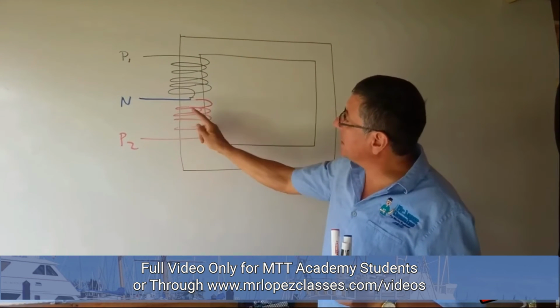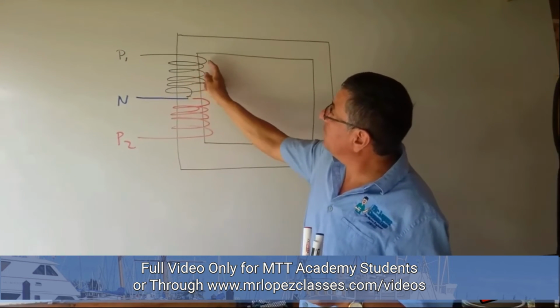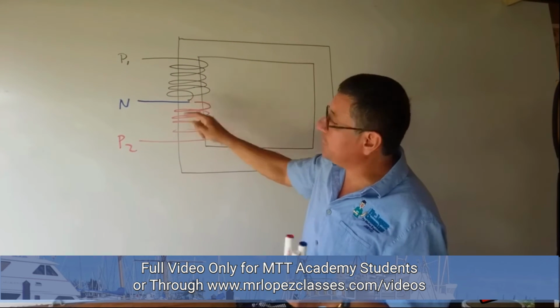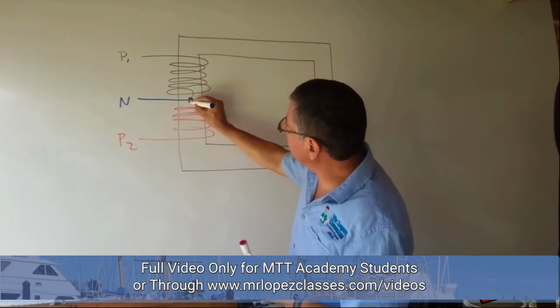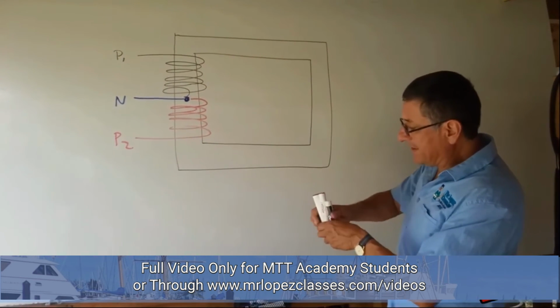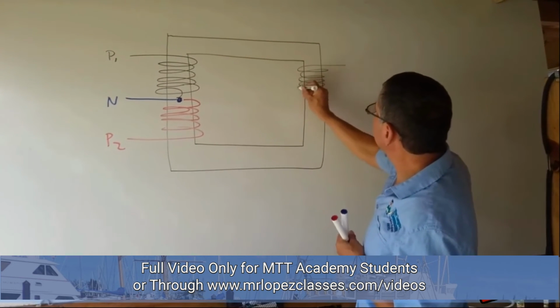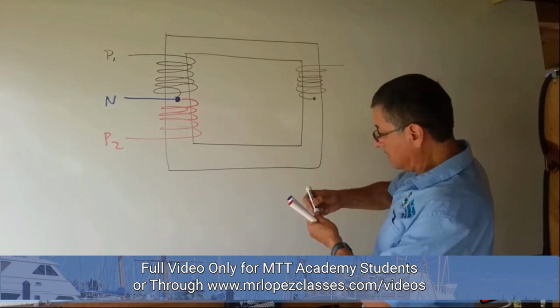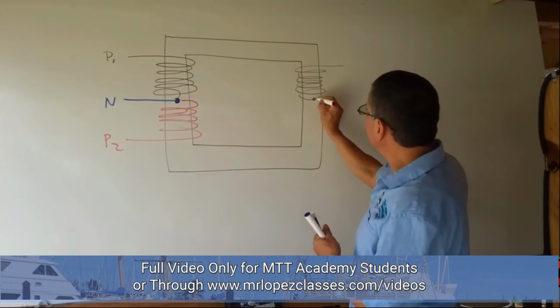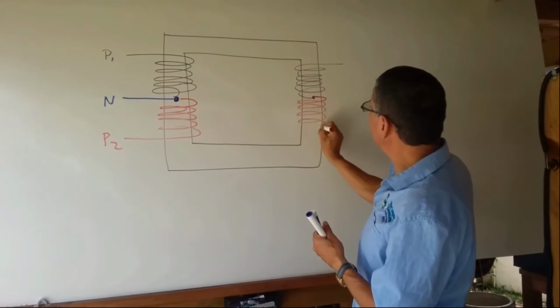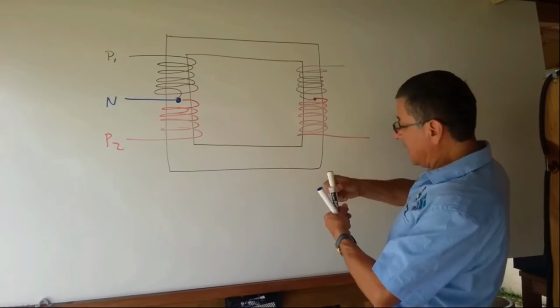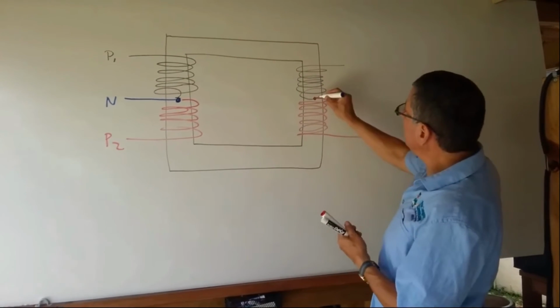Okay, this is phase 1, the red one. Continue. Phase 2, and this point is the neutral point. That's the neutral point. In the output, I have exactly the same. Phase number 1, finish here, and continue here. Phase number 2, and this point in the middle will be the neutral.